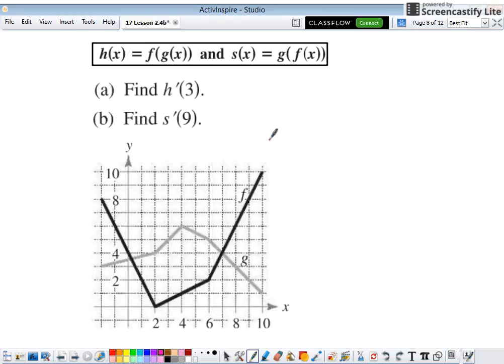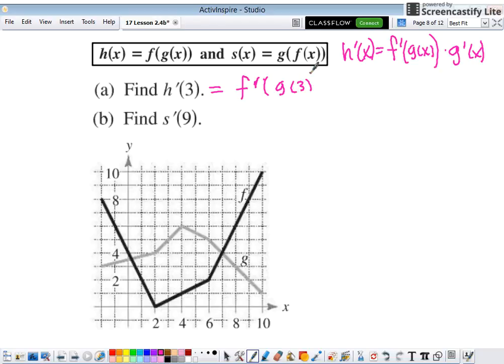We're going to do the same thing for this one, except it's going to be from a table. Okay, so h of x is f of g of x. So h prime of x is the derivative of the outside with the inside left alone times the derivative of the inside. So if I want to find h prime of 3, it's f prime of g of 3 times g prime of 3. And just like on the last ones, I'm going to find g of 3 first.